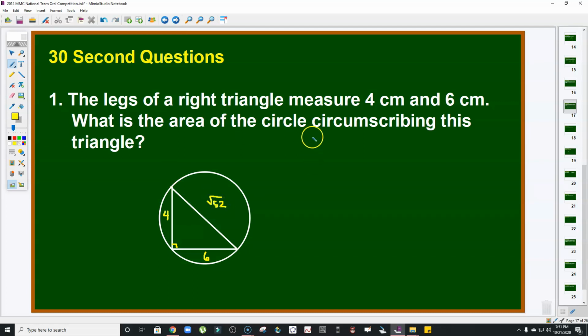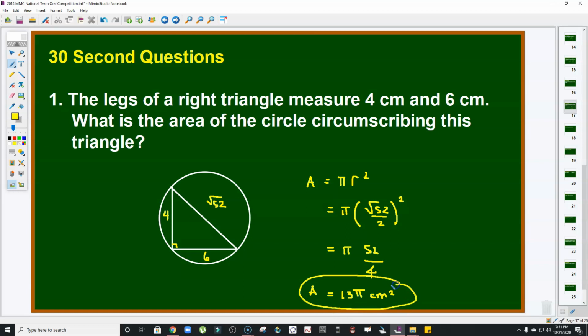Right? Now, the area of the circle is simply given by pi r squared. So that is pi. Our radius is square root of 52 over 2, to be squared. Right? So that is, the square root of 52 squared is 52 over 4. And we know 52 over 4 is 13. So therefore, the area of the circle is 13 pi square centimeters. See that? Okay, problem number 2.